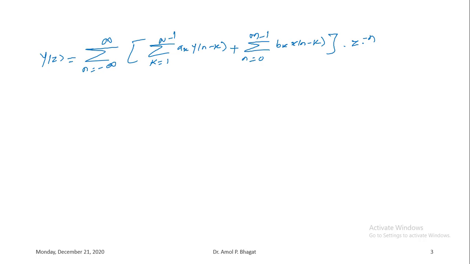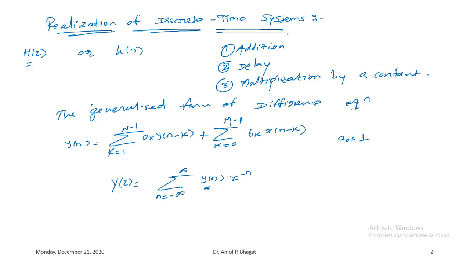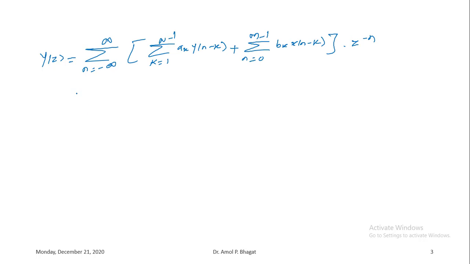So if I'm replacing this y of n with this difference equation in this z transform formula, and changing the order of summation and rearranging the equation, what I will get is y of z equals summation k equals 1 to n minus 1. If I'm taking this constant ak outside the summation, in the bracket I can have summation n equals minus infinity to infinity y of n minus k into z to the power minus n, right?